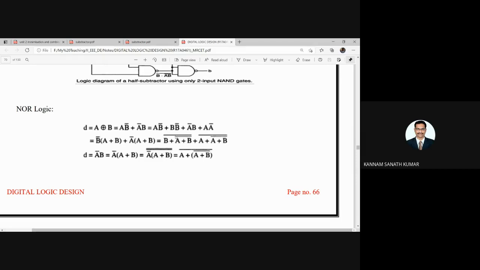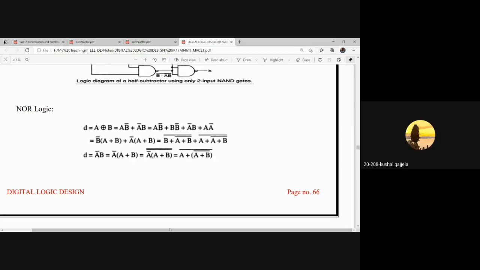So this one you can write as B plus A plus B whole bar whole bar. If you apply De Morgan's law you will get the same expression. Complement is applied, so this OR will convert into AND. So B bar into A plus B, plus A bar into A plus B, whole bar whole bar. So this expression I can write like this. And what is the difference? D equal to A bar B. So this one I can write as A bar into A plus B whole bar whole bar.